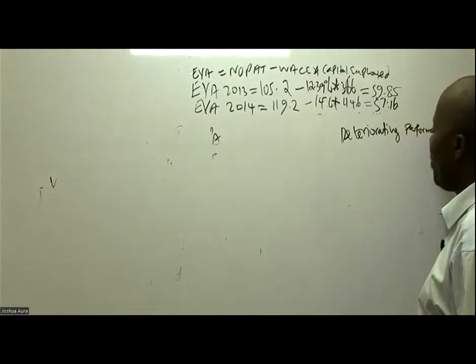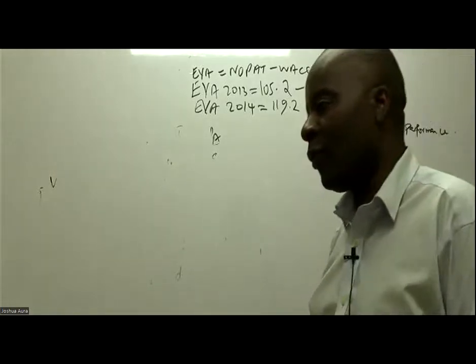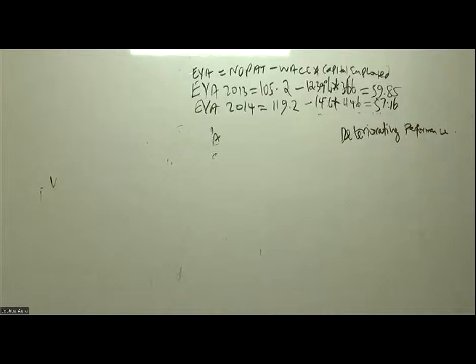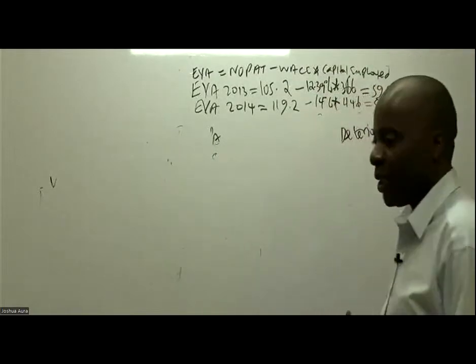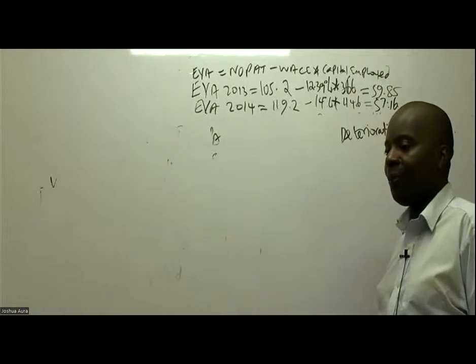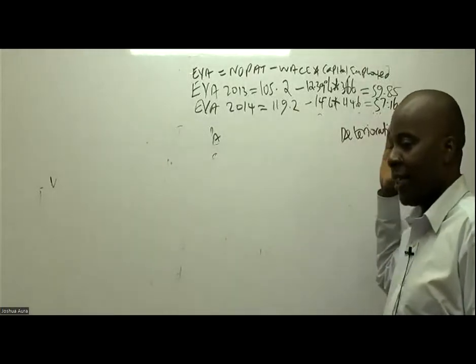When EVA reduces, that is so bad in terms of performance. You can see EVA of the previous year was higher. The economic value added, in this case for 2014, was lower. That is a sign of deteriorating performance. Is that okay?